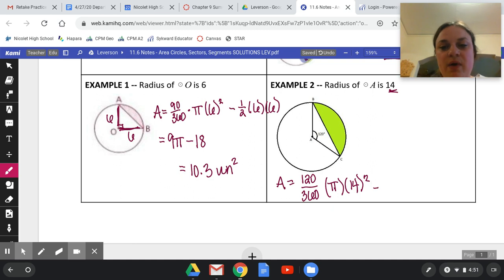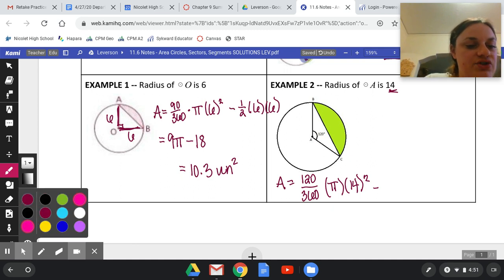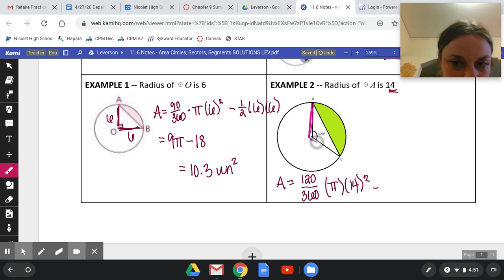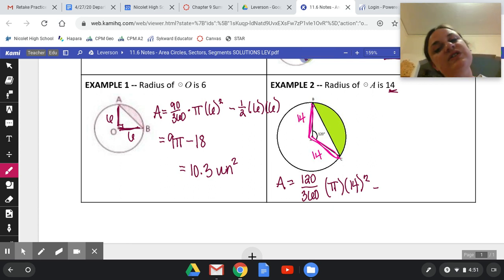Now I have to subtract away the area of the triangle. This is where it's a little bit more difficult because I need 1/2 base times height, and I don't know what either of those are. So I'm going to focus in a little bit on this triangle here. I do know that each of these sides is 14 because they're each a radius of the circle. Now, if I split this central angle in half, I know that this is perpendicular. That was one of our radii to chord theorems. I'm splitting it in half.